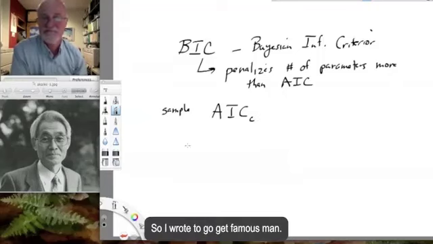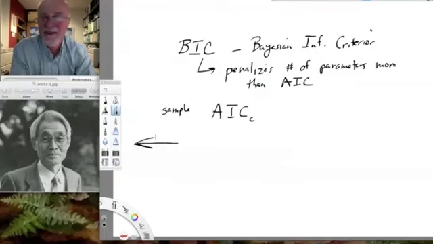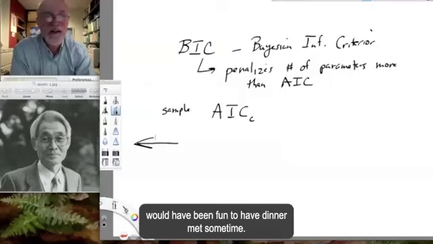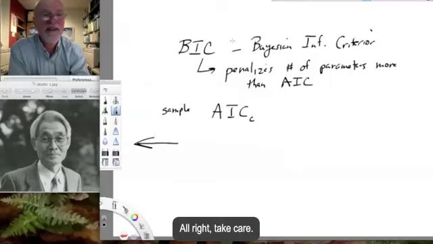Right? So, Hirotogu Akaike, famous man. It sounds like he would have been a guy who would have been fun to have dinner with sometime. All right. Take care.